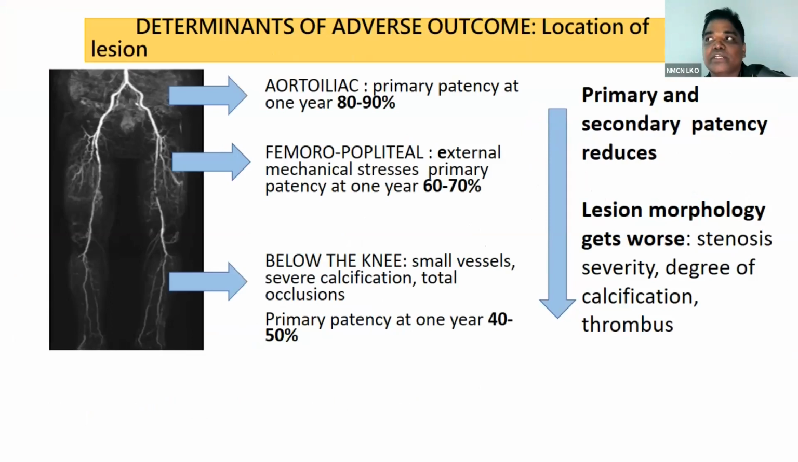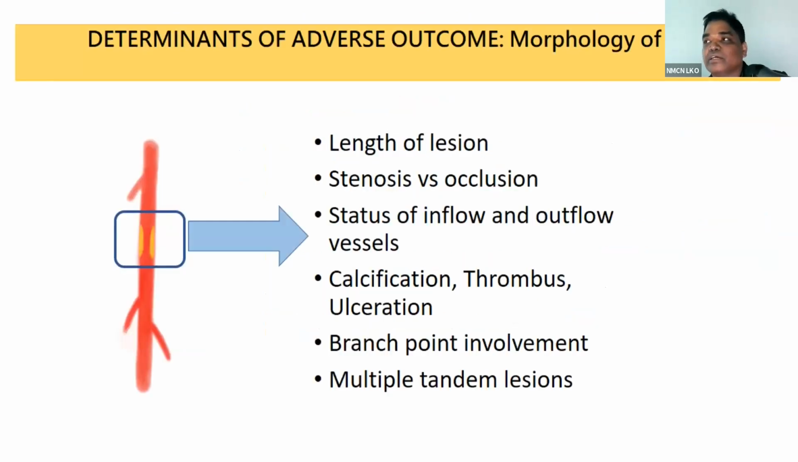Then the location of the lesion can also affect the outcome. If the lesion is higher up, that is in the iliac area, the patency rates are better than the femoral-popliteal lesions, which are better than lesions involving the below-knee arteries. Then presence of a long lesion, a total occlusion, a poor outflow vessel, that is the vessels distally are poor in type, like they are heavily calcified or have multiple stenosis, presence of calcification, thrombosis, ulceration, involvement of branch points or multiple tandem lesions are all determinants of poor outcome, and the patient has to be counseled accordingly.